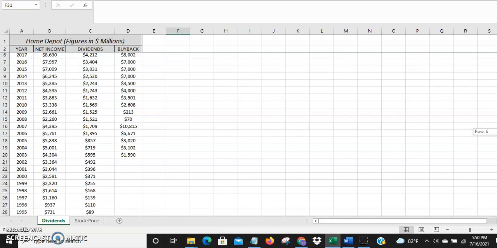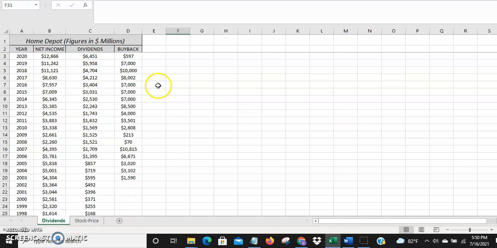Here you can see this basically shows how much the company earned and how much it paid as dividends. In 2020 it earned $12.8 billion. Out of that, it paid $6.4 billion, and it only bought back 597 million of its shares because of the COVID pandemic, and it wanted to conserve cash. But in pretty much all other years, it returned most of its profit, in fact more than what it earned.